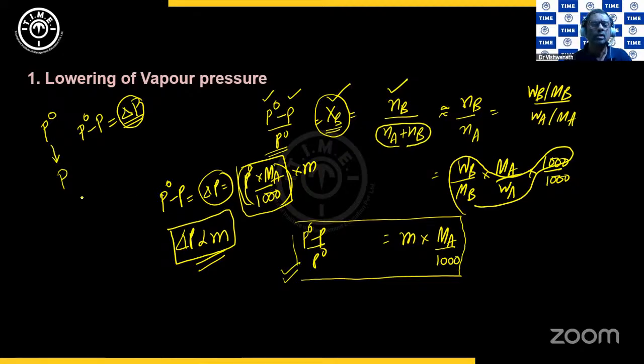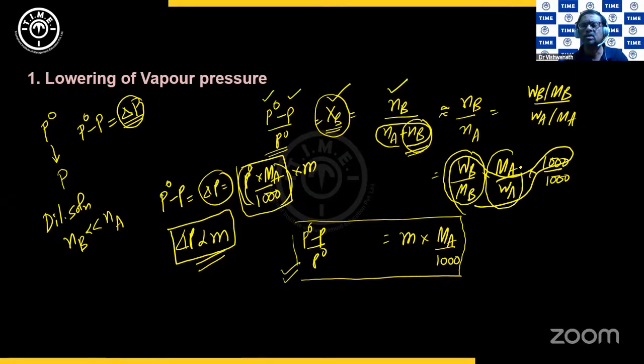And because it is a dilute solution, what happens? The number of moles of solute is much less when compared to the number of moles of solvent. So in that case, we can ignore this NB in the denominator. It's something like a drop added to an ocean. So we can remove this drop. So that is NB by NA. So what is NB? Weight of the solute by molecular weight of the solute. What is NA? Weight of the solvent by molecular weight of the solvent.